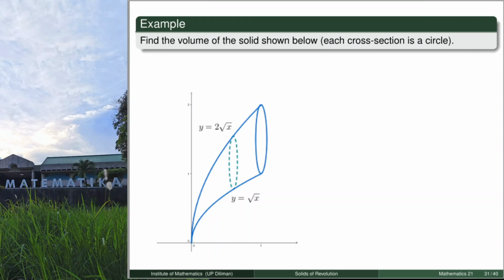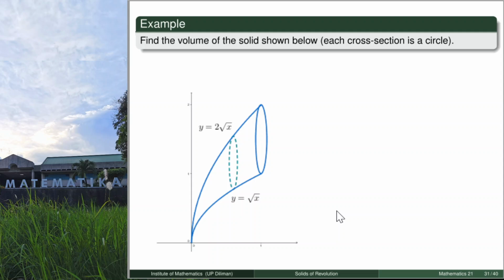Let us now have some examples. First question for this one, we want to find the volume of the solid shown below. Notice that we are already given the figure for the solid. And it says here that each cross-section is a circle. So this is a circle.